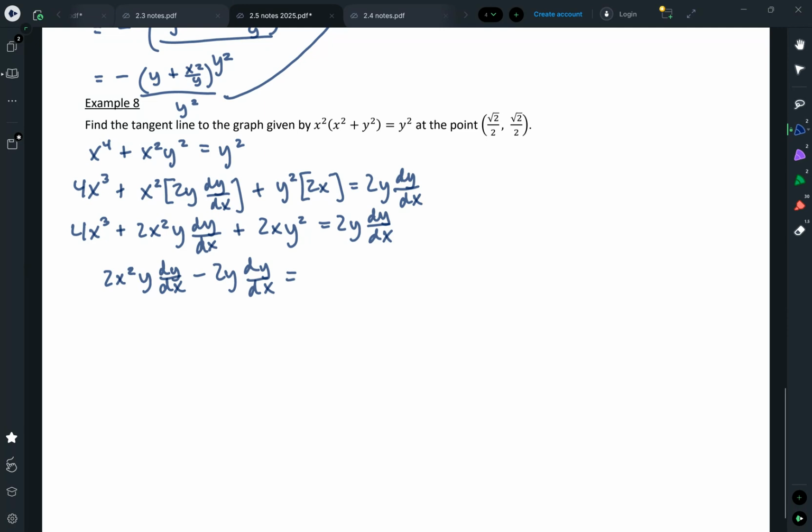So now I subtracted this one to move it. The 4x cubed and this one over here, those both didn't have the dy dx. I need to subtract those to the other side. So I'm going to have a negative 4x cubed and a minus 2xy squared. Okay, so all I did was move stuff around, subtract to move it, and then I want to factor out the dy dx. So that I have 2x squared y minus 2y.